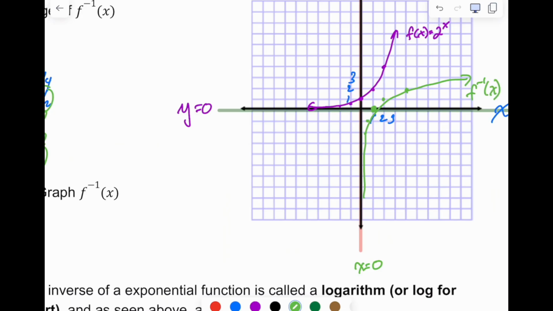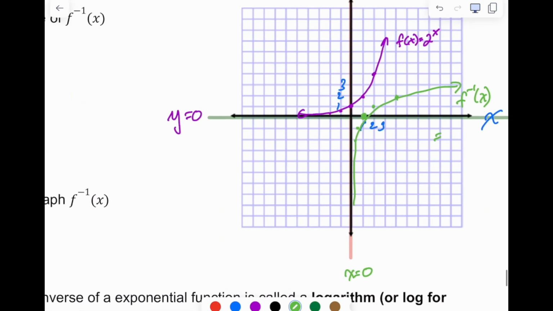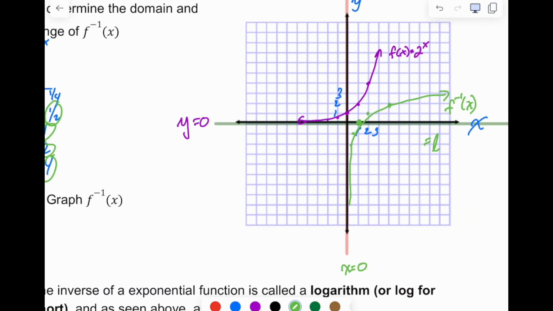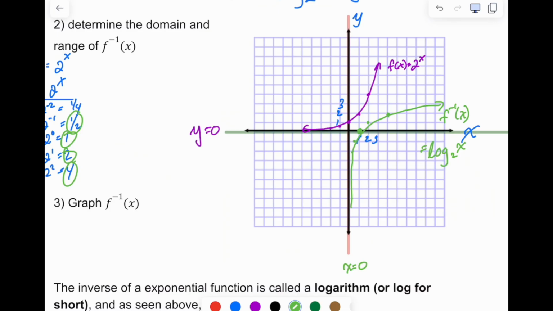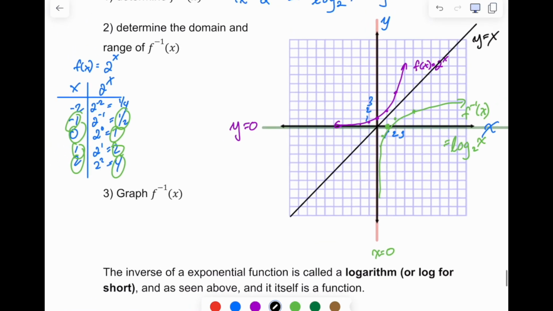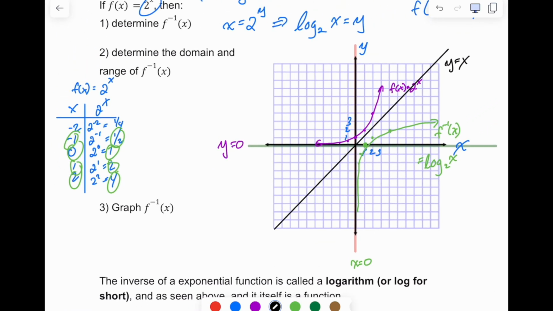Okay, so in this case, the inverse of my exponential function is a log. What is the base of my exponent? It's 2, and we're taking log base 2 of x there. All right, so that's what the inverse is. And if we draw a line y is equal to x, we can see that the green and the purple graphs are sort of a mirror image of one another along that. So that's what the logarithm looks like.